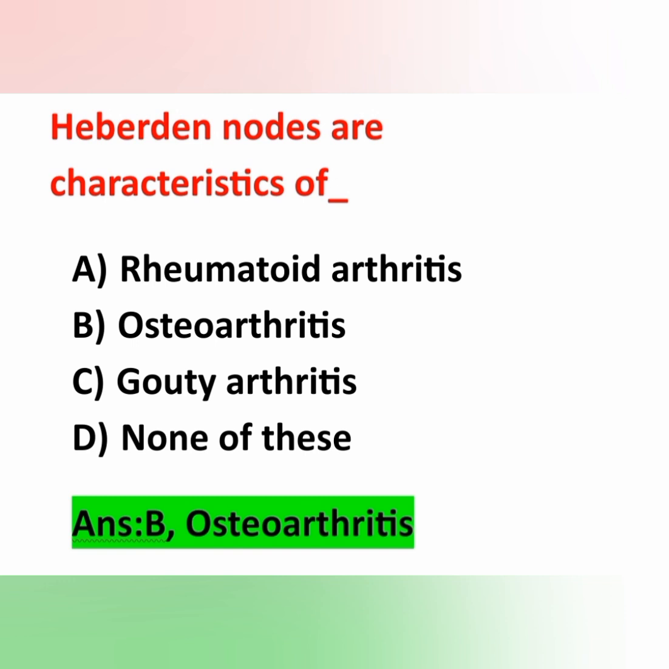Osteoarthritis is progressive deterioration of the articular cartilage. It occurs due to trauma, aging, obesity, genetic changes and smoking, which are some of the risk factors of osteoarthritis. And these Heberden's nodes or Bouchard's nodes are one of the assessment findings of osteoarthritis. So option B is the correct answer.